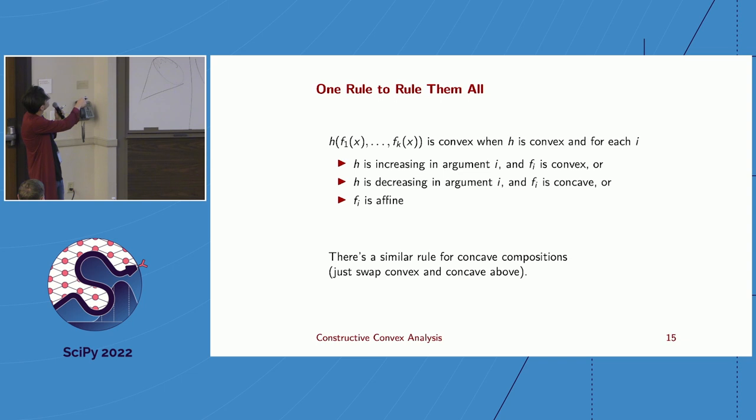And for any entry where fi is affine, and this might literally just be the map from a vector x to the jth entry of a vector, this is an affine transformation. It's a very simple one, but it's one of the cases this is meant to cover. When you have these conditions, you're done.